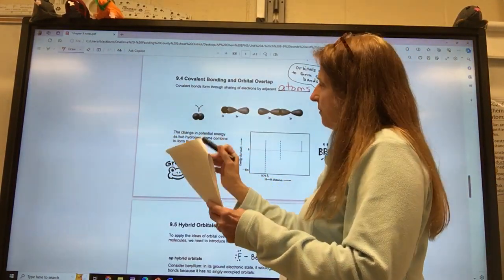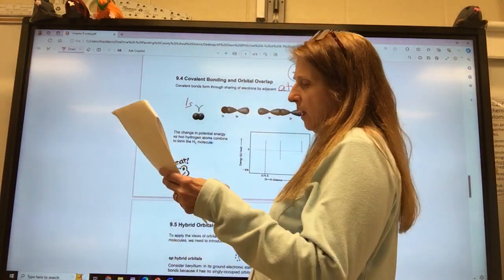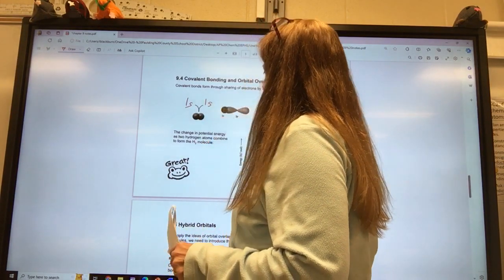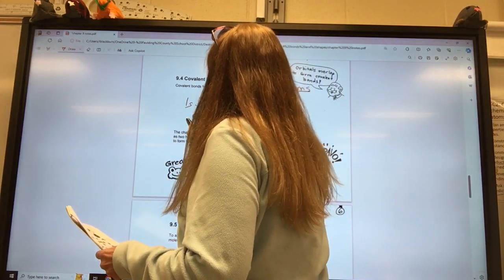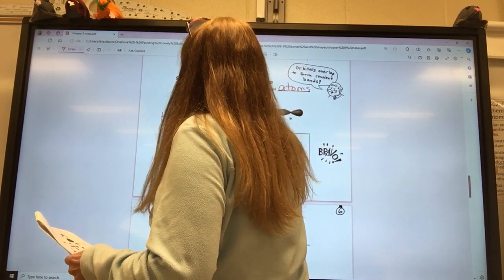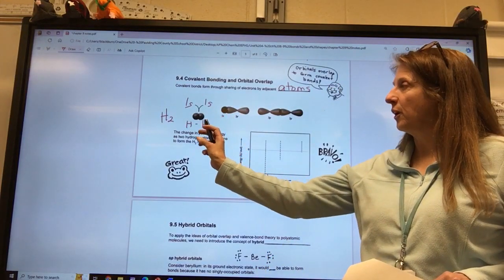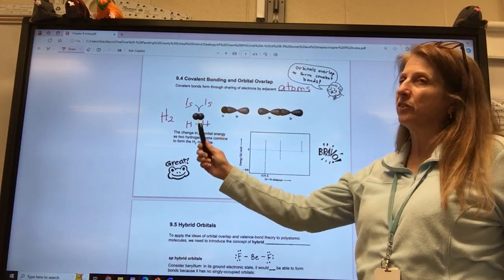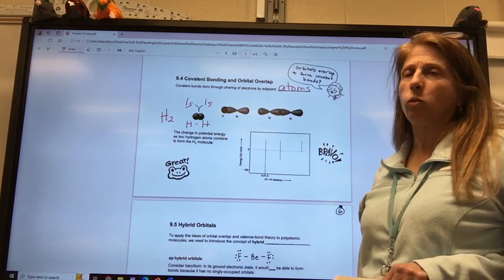So here we have an atom with an electron in 1s, and then we have another atom that's got one electron in 1s. And then they squish together and they overlap and it makes a bond. And this is hydrogen bonded to hydrogen. It's hydrogen gas. So you can see where it's like a Venn diagram, and where they overlap is the bond. Can you see it on the paper, the little bitty Venn diagram?